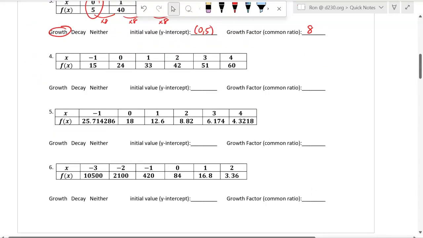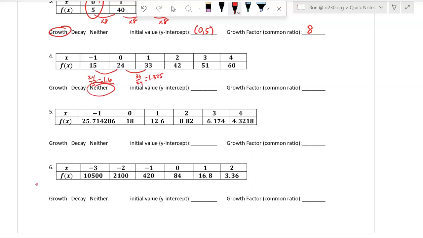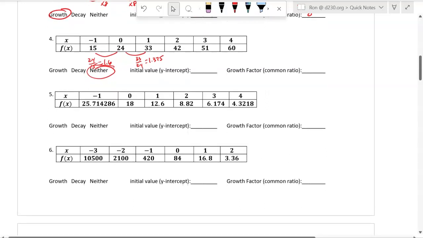All right. So number 4, from 15 to 24. Okay, if I take 24 and I divide it by 15, what decimal do I get? I get 1.6. If I were to take 33 and divide it by 24, I would get 1.375. Are we multiplying by the same amount here or dividing by the same amount here? No. Since these amounts are different, this is not geometric or exponential.